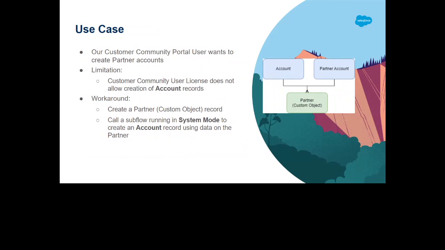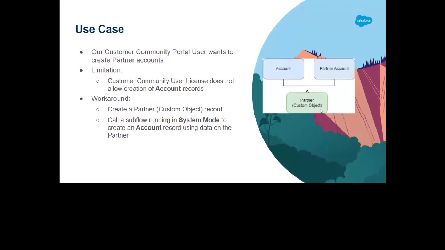So the workaround that we came up with was the community user would put their data on a record of a custom object, right? So the partner object is a custom object, and what our system mode flow would do is take data from this custom object and create an account for us, right? So when that community user did not have access to create an account, this is what we're using our flow for.